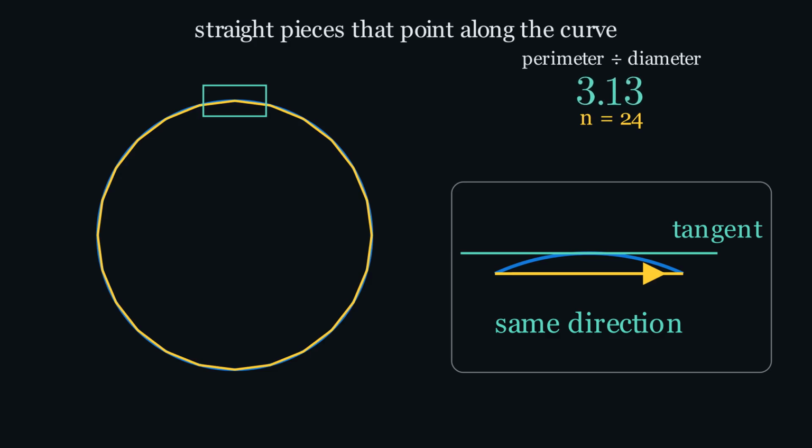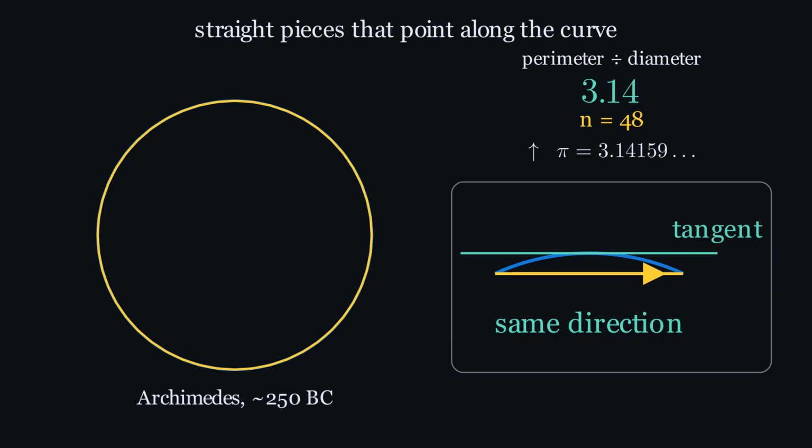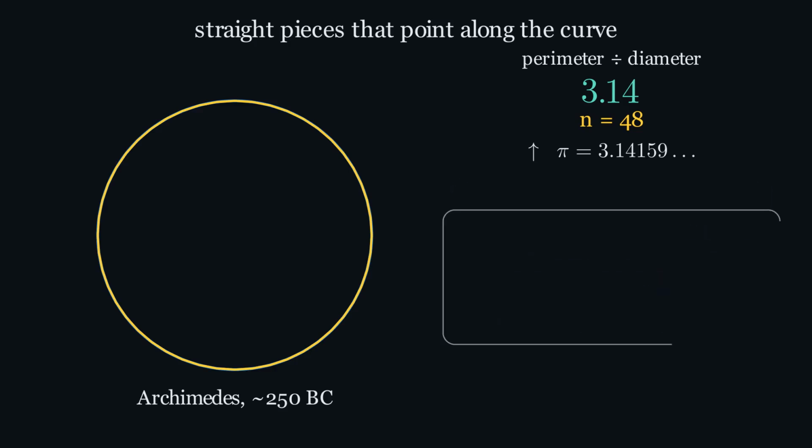Now zoom in. These segments do flatten toward the circle. Their directions do line up with the tangent as you add more sides. And their total length climbs. 3, then 3.1, then 3.13, creeping up toward pi from below. This is literally what Archimedes did over 2,000 years ago, squeezing pi between polygons.